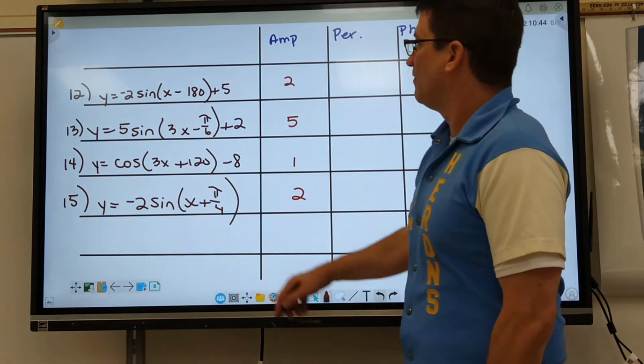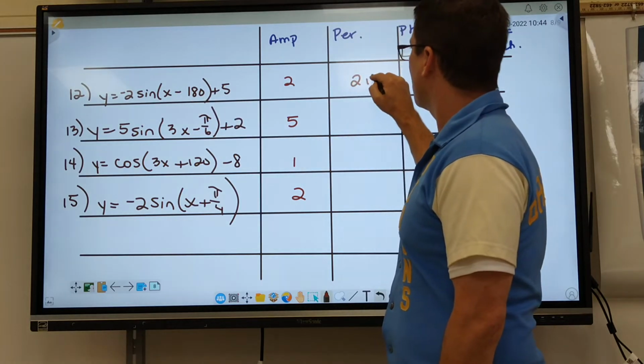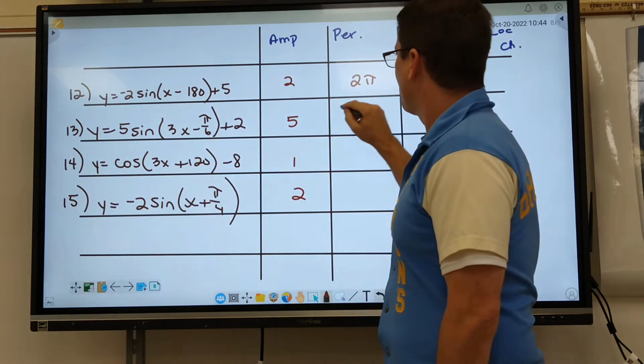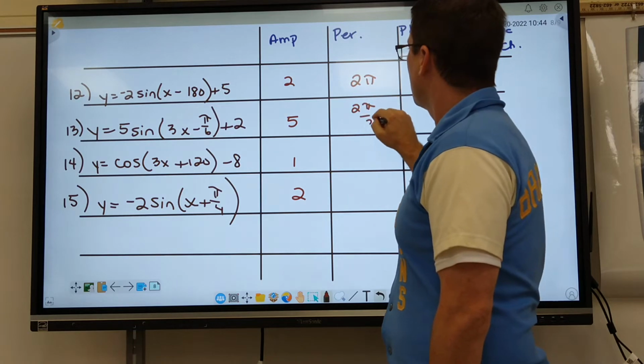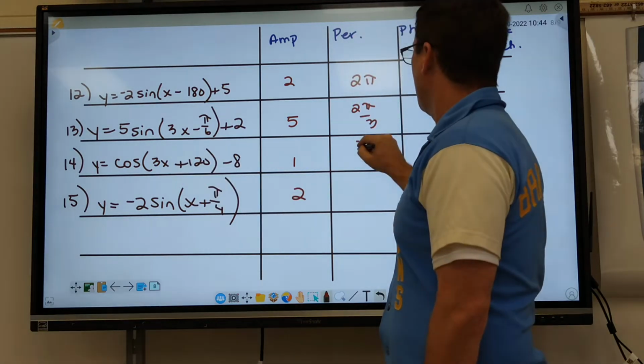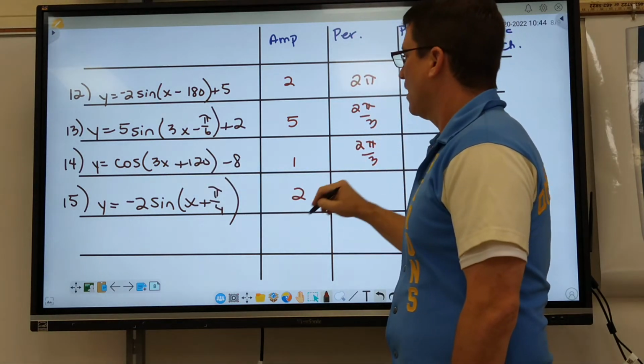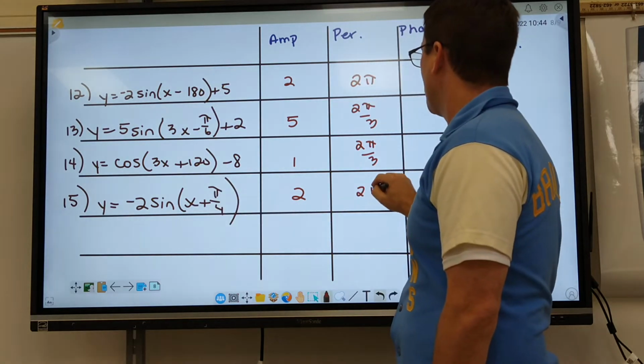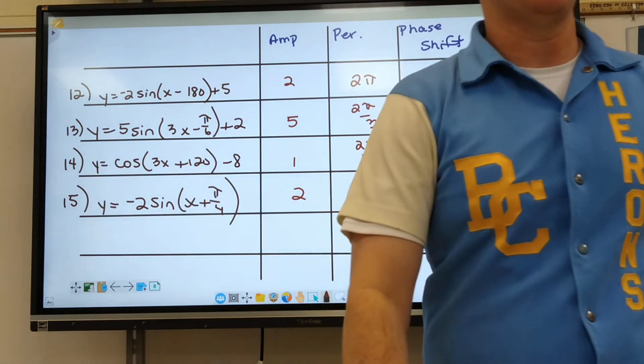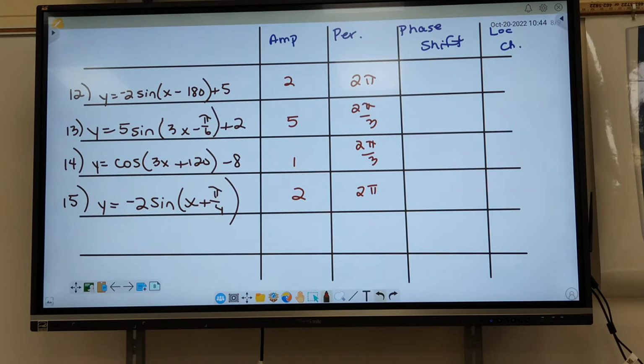All right, 12. That's going to be 2 pi. 2 pi over 3. 2 pi over 3 again. And 2 pi over 1, which is 2 pi. All right, that's what I got for the period column.